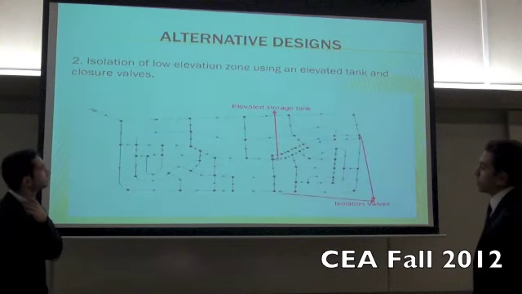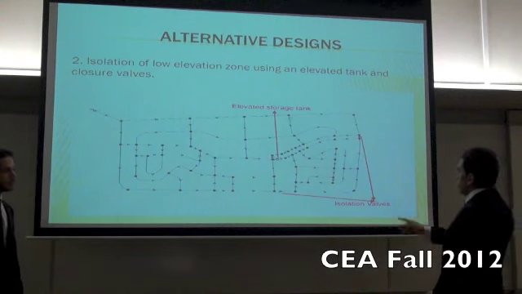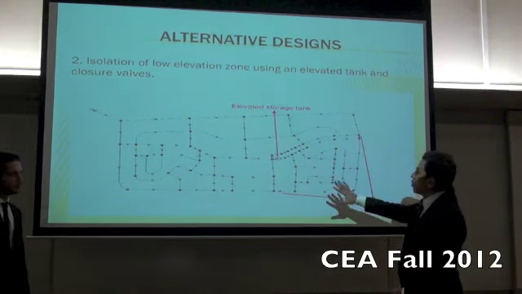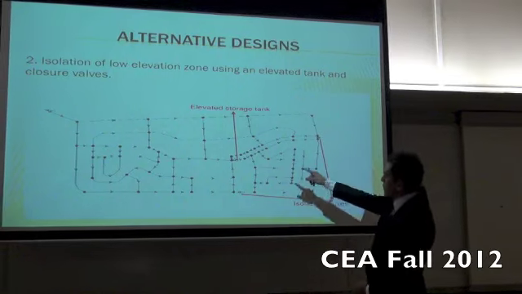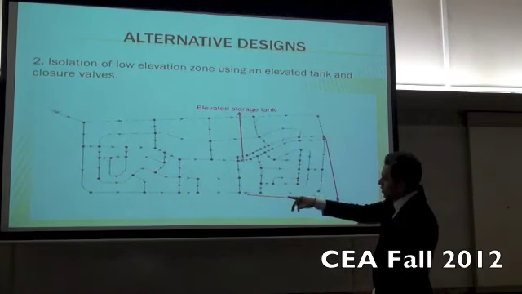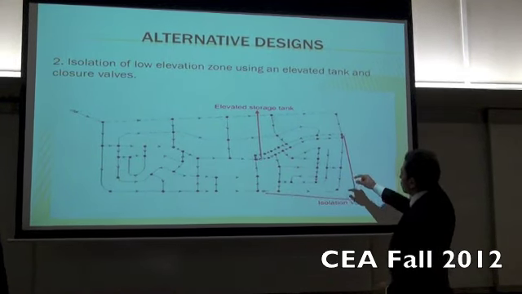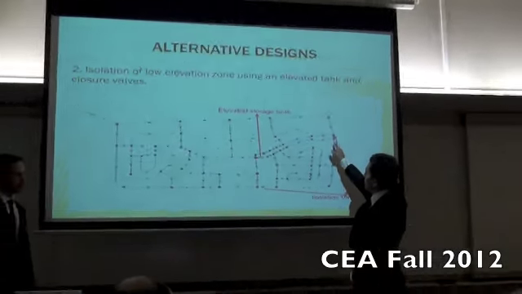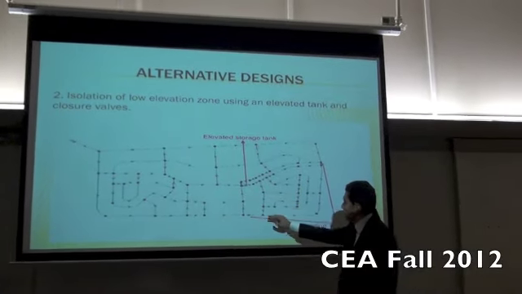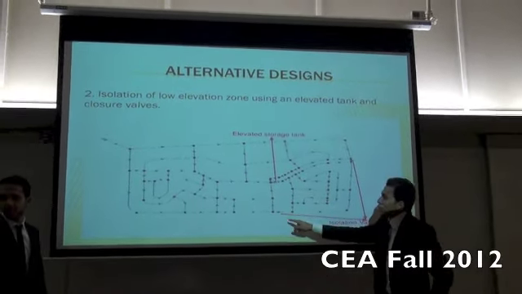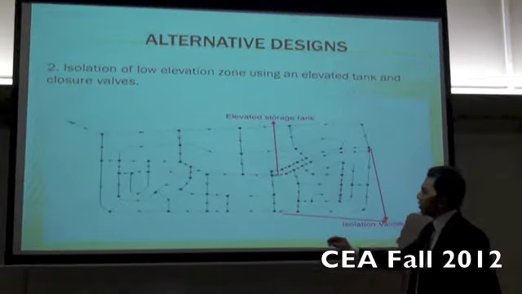So our next alternative is that we separated the low elevation zone, which has high pressure, from the rest of the compound. You can see here is the separation for the network. Only these pipes are connected, but they have closure valves that are by default closed. They will only open in case of emergency.